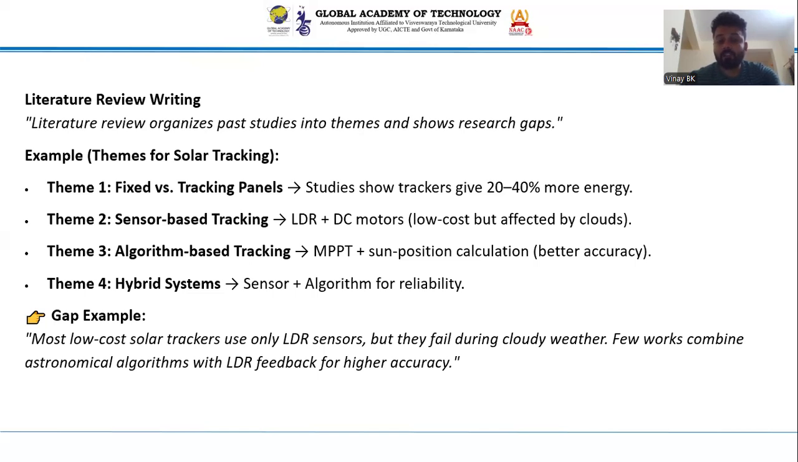With the help of this, you can see LDR plus DC motors for sensor-based, MPPT plus sun position for algorithm-based. Hybrid means sensors plus algorithms for reliability. For gap examples, most low-cost solar trackers use only LDR sensors, as we know, but they fail during cloudy weather. Few works combine astronomical algorithms with LDR feedback for higher accuracy. Like that, you need to find a gap.